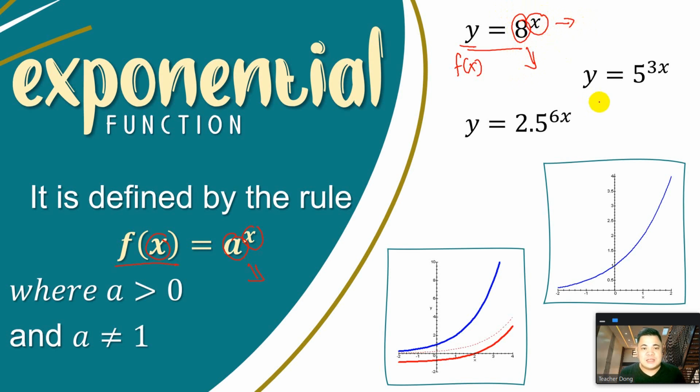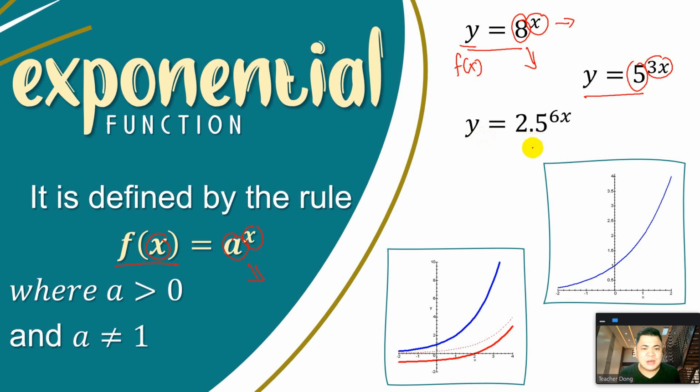Okay. And then the other one, we have y is equal to 5 raised to the power of 3x. As you can see, this is the power or exponent. The base is greater than 0 and not equal to 1. And also we have y. When we say greater than 0, it means that the number is positive, and it's also not equal to 1. And here we have y is equal to 2.5 raised to the power of x.